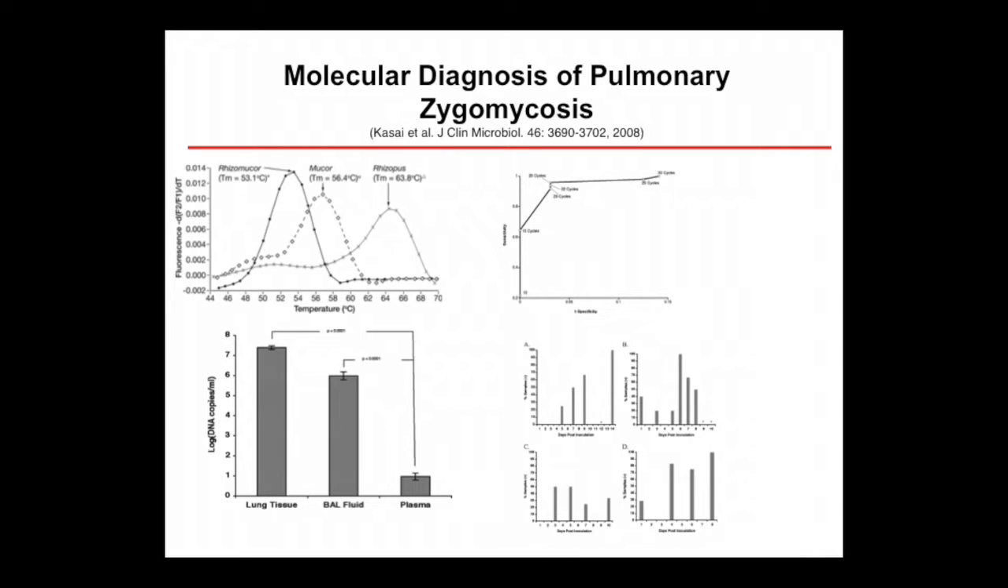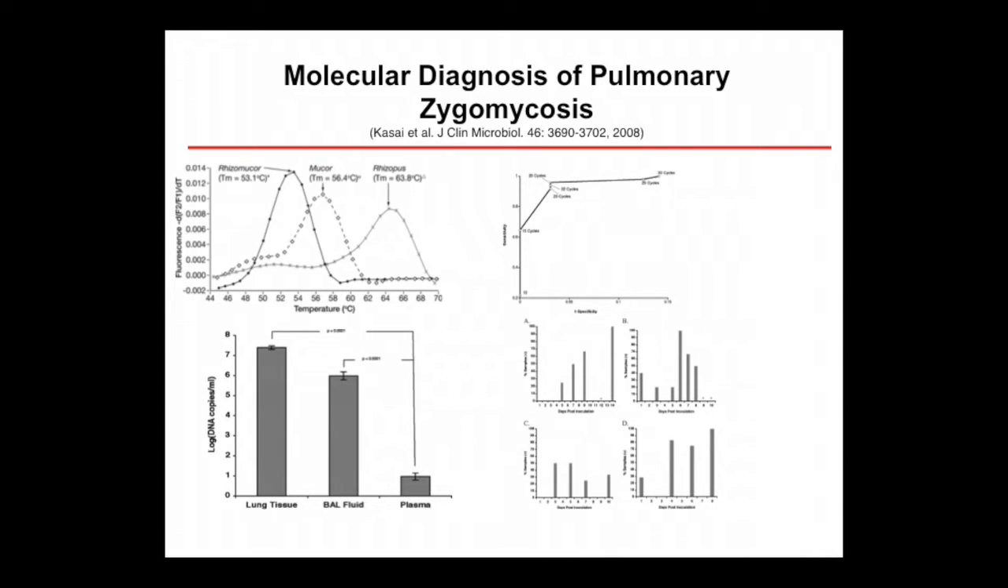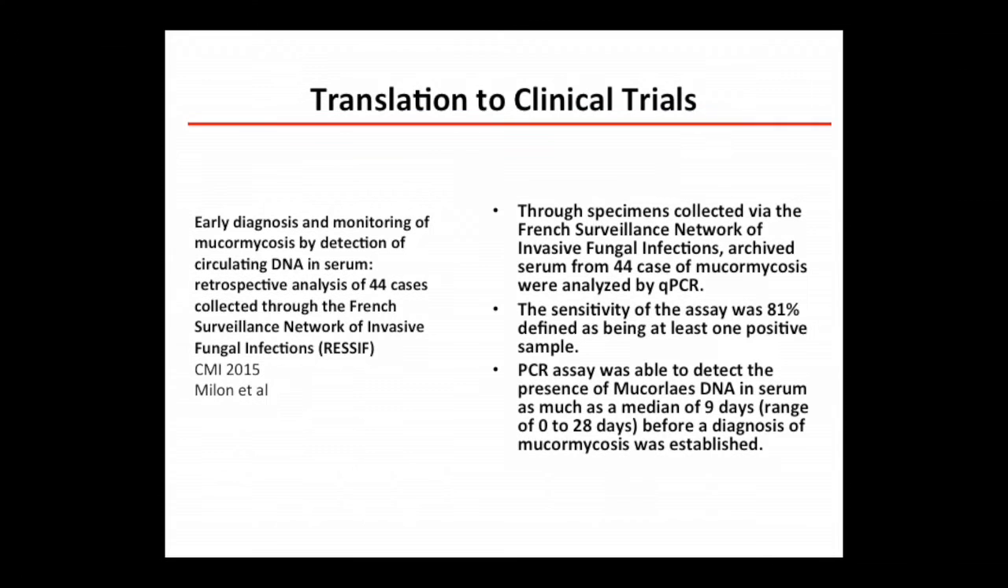So this technology, these methods have been adapted. And I'm delighted to say that Dr. Millon and colleagues in France have, through the French surveillance network, very, very nicely now shown that one can identify in plasma using quantitative PCR 81% sensitivity. This is extremely encouraging and represents an opportunity potentially for screening of our very high-risk patients or targeting in serum, preferably also bronchoalveolar lavage, patients at risk for invasive mucormycosis.